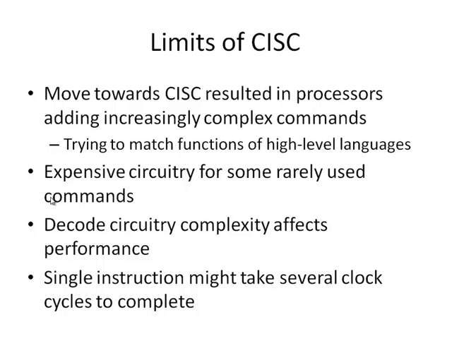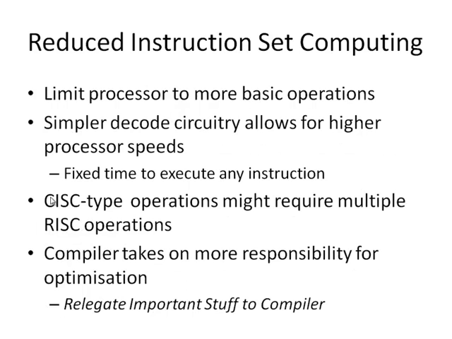The downside is that you end up with some complicated chip designs and with some expensive and complicated circuitry in there for some of the commands and instructions that are very rarely used. And this complicated circuitry and the decode circuitry complexity will affect the performance. And so a single machine code instruction might take several clock cycles to complete. The speed of the processor is measured in a clock speed of so many gigahertz or megahertz, how many million or billion times per second the processor is able to do something. But a single instruction, because it's so complicated, might take several clock cycles to complete. And different instructions might operate at different speeds as well, which can also complicate your design.